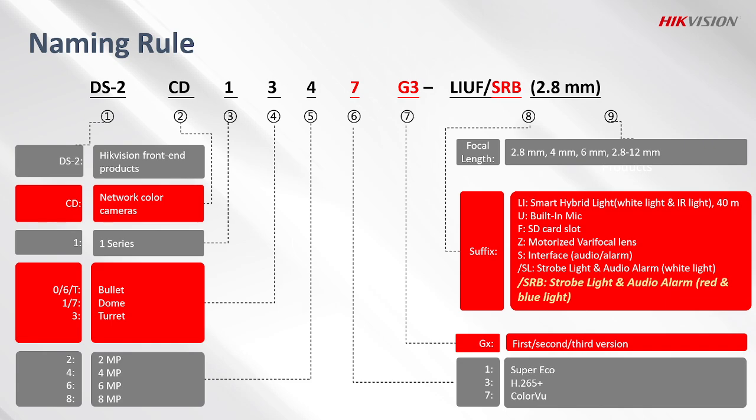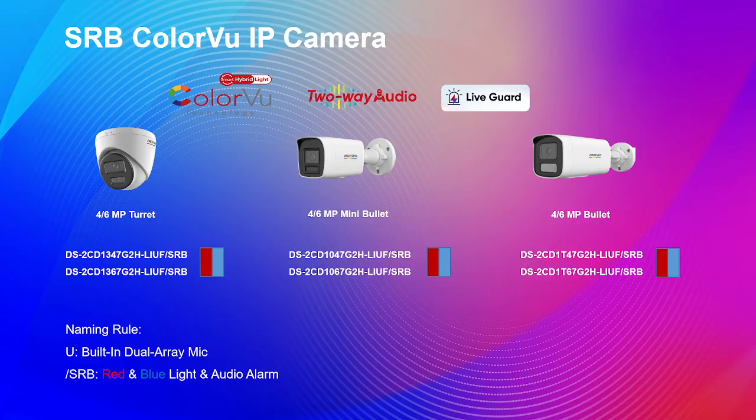Now, in terms of naming the products, Hikvision gives you a standard naming rule. We have DS2 for Hikvision front-end products. Then you have CD for network color cameras. Then you have all this variation. But what we're looking for is the 7, which stands for ColorVu camera. We have the G3, which is now the newest chip. Then we even have SRB, which stands for strobe, red and blue lights. So we can share this and we understand the variation of what you're talking about.